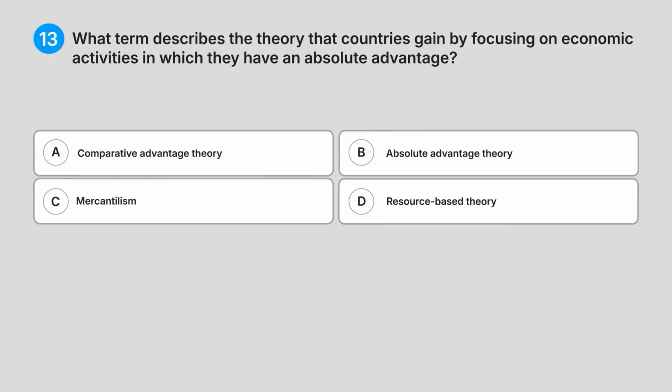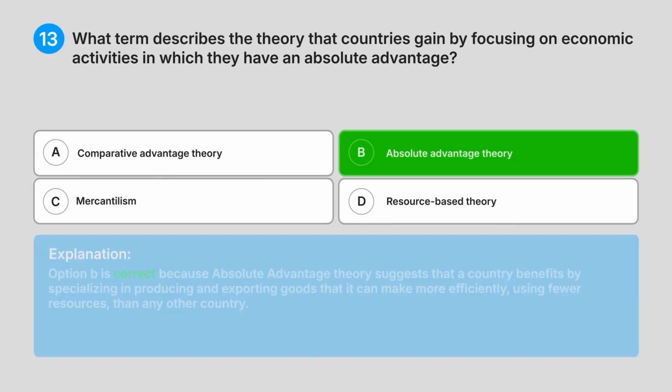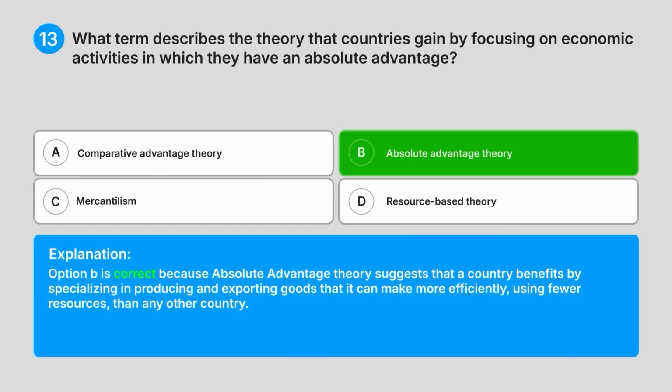Correct answer, B. Absolute advantage theory. Explanation: Option B is correct because absolute advantage theory suggests that a country benefits by specializing in producing and exporting goods that it can make more efficiently, using fewer resources than any other country.